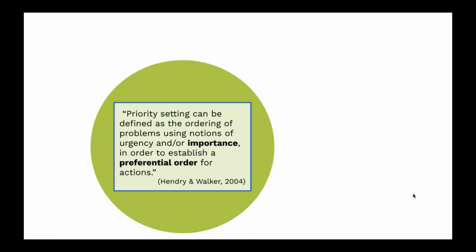So that's another definition. Priority setting can be defined as the ordering, so we go back to the ranking list of problems using notions of urgency and or importance in order to establish a preferential order for action. So we go back to the order, and then you can also see some kind of criteria popping up from this definition, the urgency and the importance.